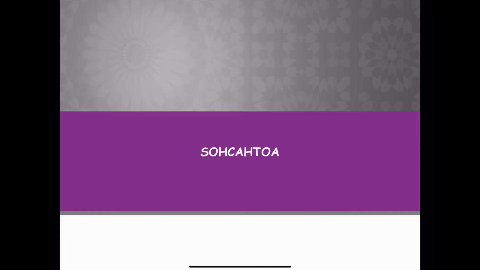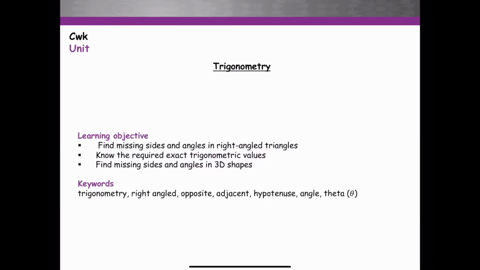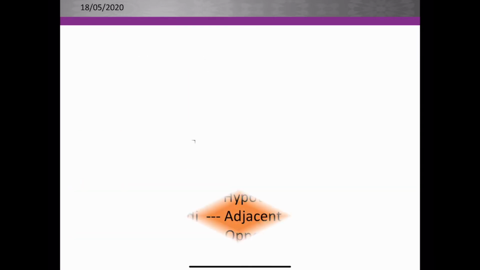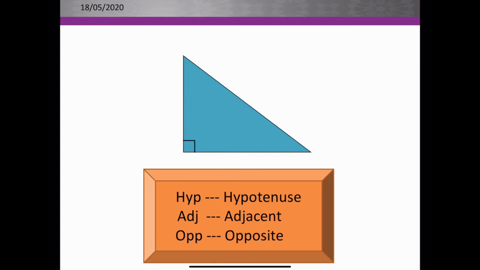Why it's called SOHCAHTOA is because there are three trigonometric ratios: sine, cos, and tan. So the basics is that we need to know which one's the hypotenuse, which one's the adjacent, and which one's the opposite. The hypotenuse will always be opposite the right angle. Whatever you do, the hypotenuse is always opposite the right angle.